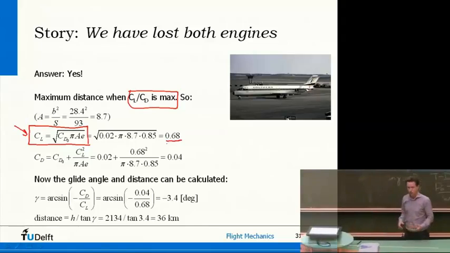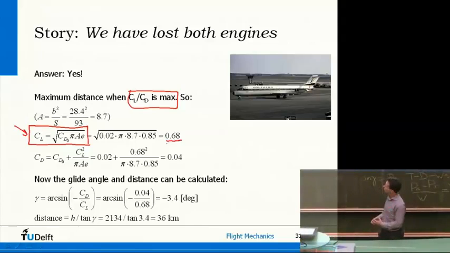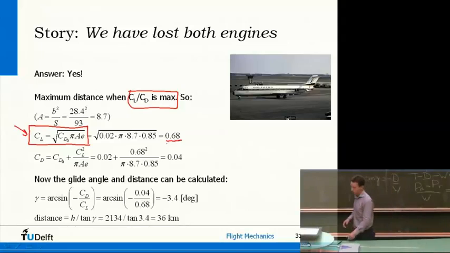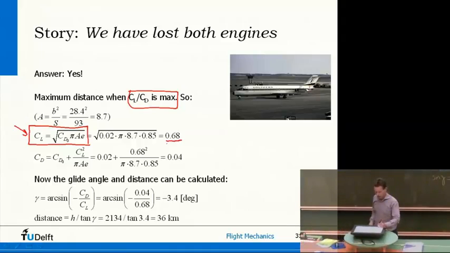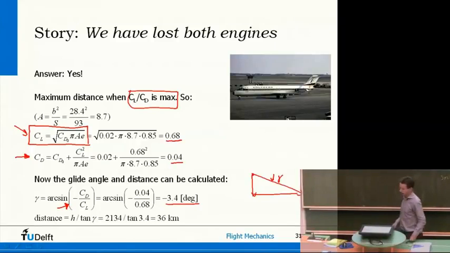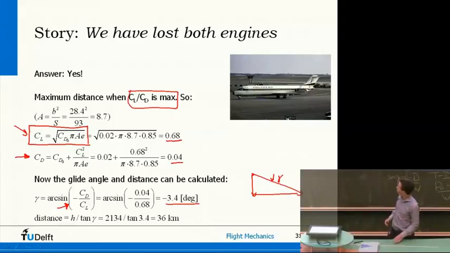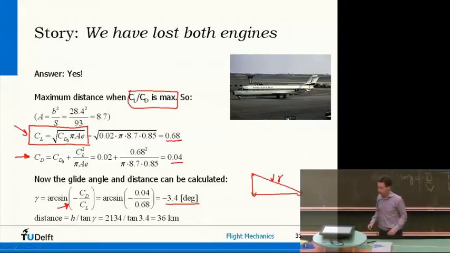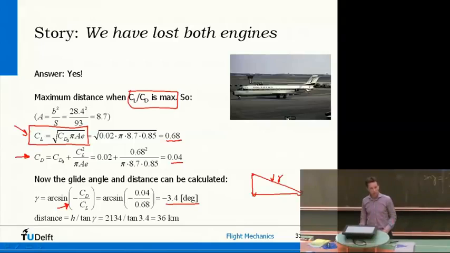A lift coefficient always has to be much larger than the drag coefficient, otherwise you've done something wrong in your calculation. But once you know these two values, you can simply calculate this angle. So you should get a negative angle, and in this case it's minus 3.4 degrees. If you know this angle, and if you know the altitude, then you can calculate simply what the distance is. So it's a fairly simple thing to calculate yourself, if you have some information about the aerodynamics of the plane.